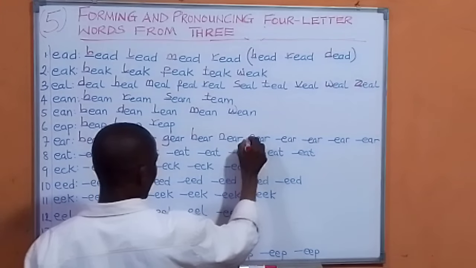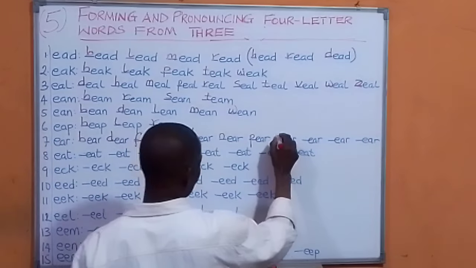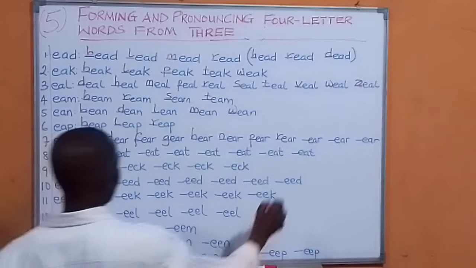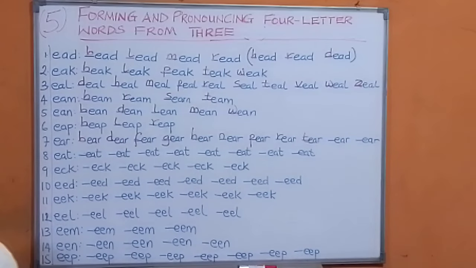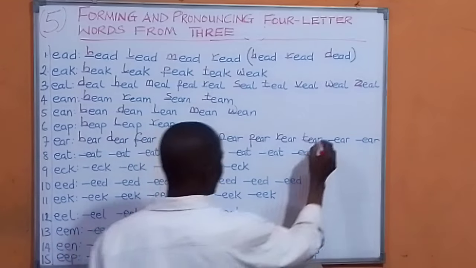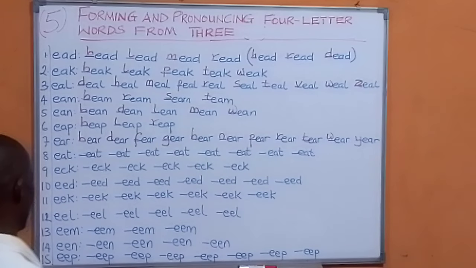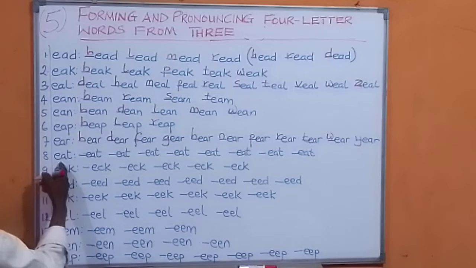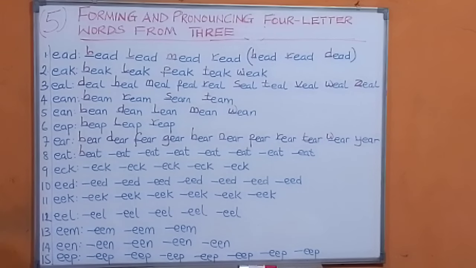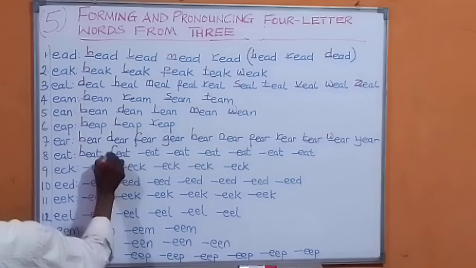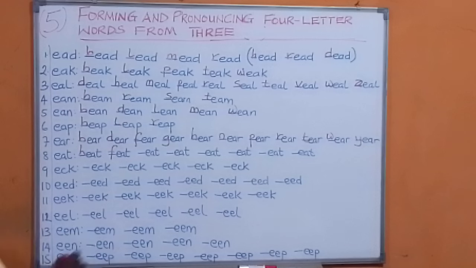Let's put P, it's going to be peer. Let's put R, it's going to be rear. Let's put T, it's going to be tear. Let's put W, it's going to be where. Okay? Let's go to number eight, "eat". We put B there, it's going to be beat. Let's put F, it's going to be feet.